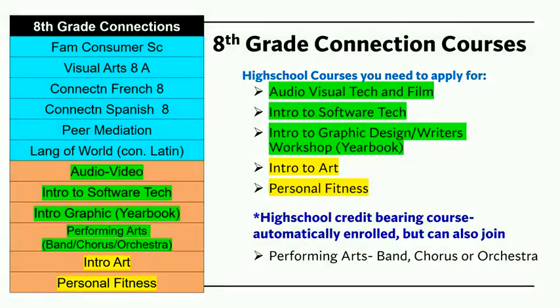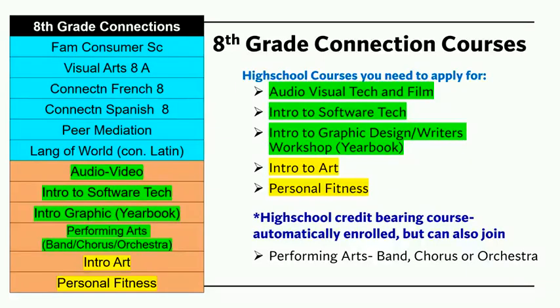As mentioned earlier, there are some Connections classes that you earn high school credit for. Again, those are Audio Visual Tech and Film, Intro to Software Tech, Intro to Graphic Design and Writer's Workshop, which is yearbook, Intro to Art, and Personal Fitness. The ones in green are going to be year-long classes, and the ones in yellow are going to be your semester or your 0.5 credit classes.